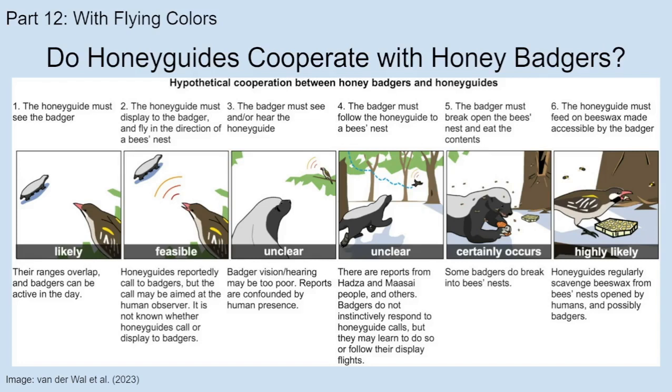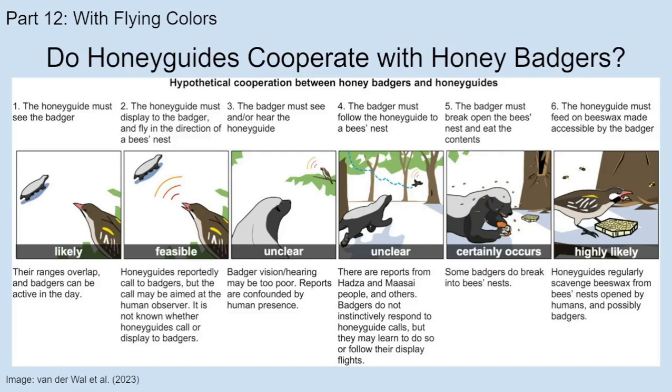We do know for sure that honey badgers like to eat honey, and they do break into bees' nests, so that part is plausible. And honey guides certainly do scavenge beeswax from bees' nests that are left behind by humans, and so it is not out of the question that they could scavenge from remains left behind by honey badgers too. So definitely, all of these steps are, if not likely, then at least potentially feasible. They could occur.